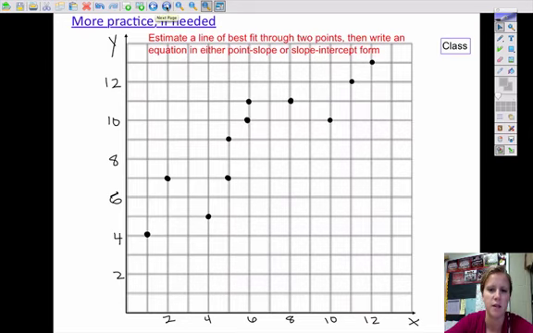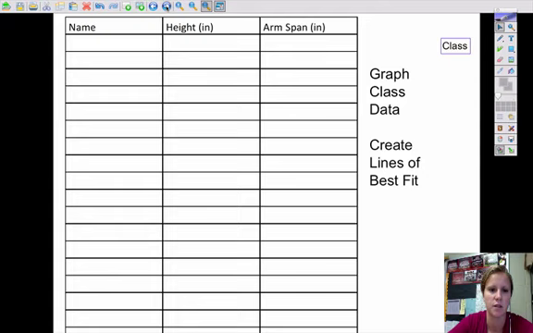And if needed, we can do the same thing on this one. If you guys want to work together as a class and maybe choose 2 points to make a line through this regression and write an equation for it. So you can do that as a class.